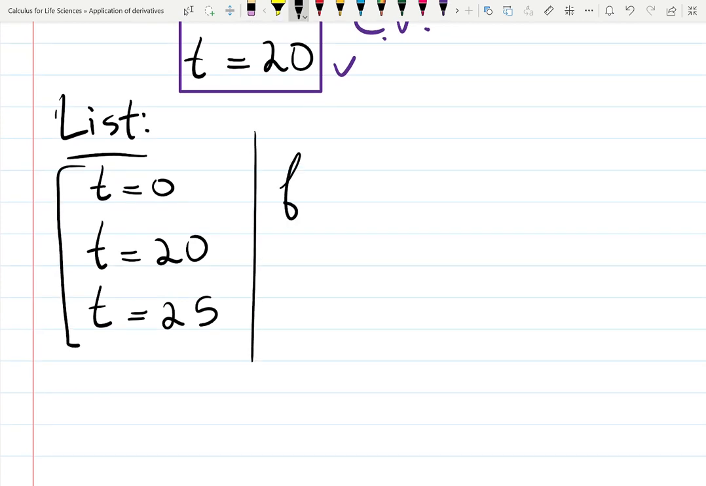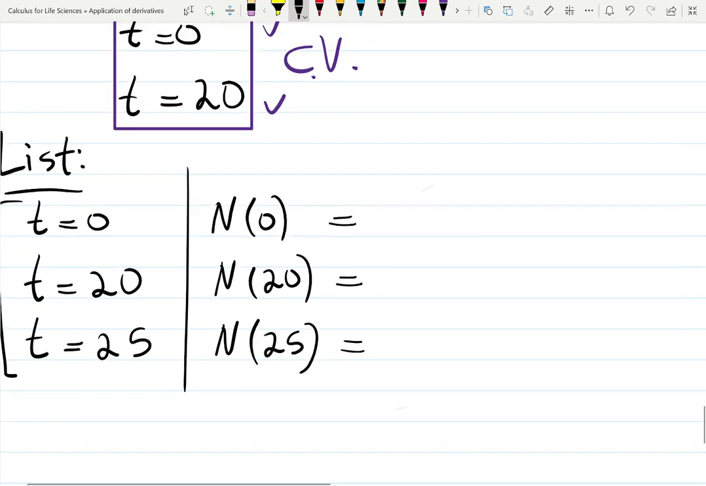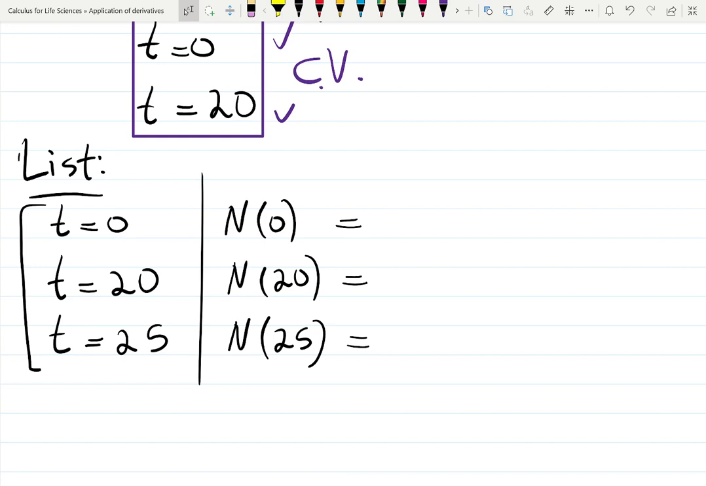And we're plugging into the original function, which is not f, by the way, it's n. Number of bacteria at time 0, number of bacteria at time 20, and number of bacteria at time 25. We will calculate literally the number of bacteria, and we know by the theorem that the maximum or minimum can only occur at the critical point we found or at the end points. So there's nothing else to check. 0, 20 minutes, and 25. Apparently, there is nothing interesting between 0 and 20, and nothing interesting between 20 and 25. So that's why we're only checking those 3 points.